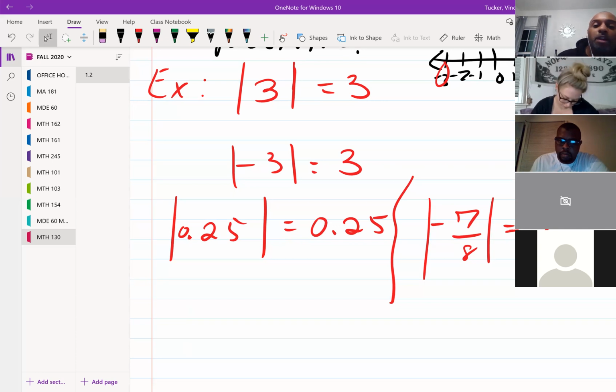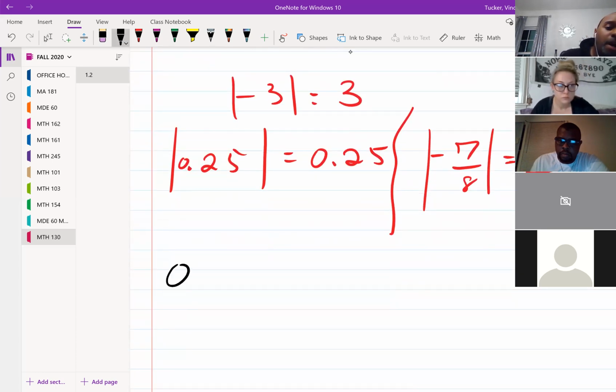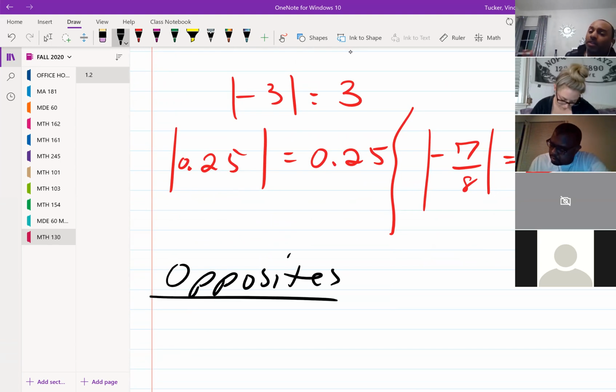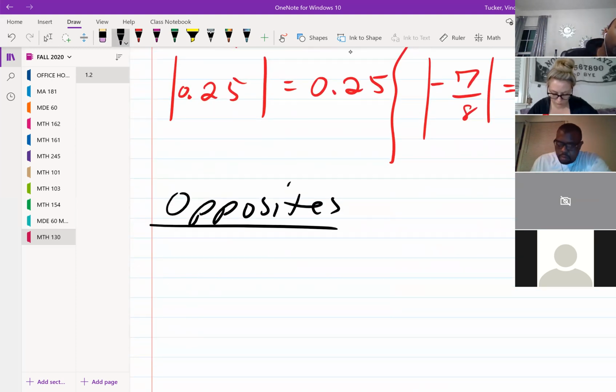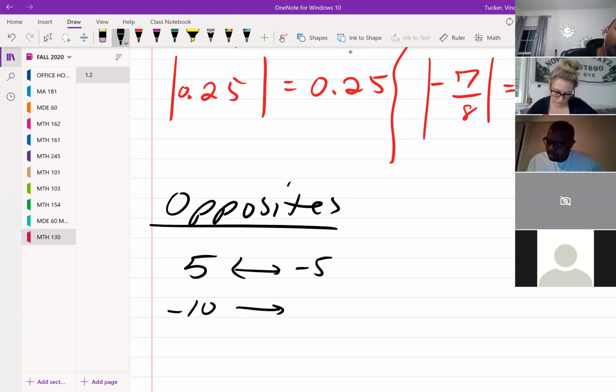All right. So now, when you talk about opposites, your sign can only be positive or negative. There are only two signs. So when we talk about the opposite of positive, we talk about negative. Talking about the opposite of negative, then we're referring to positive. So if I have 5, the opposite of 5 is -5. If I have -10, the opposite of -10 is +10.